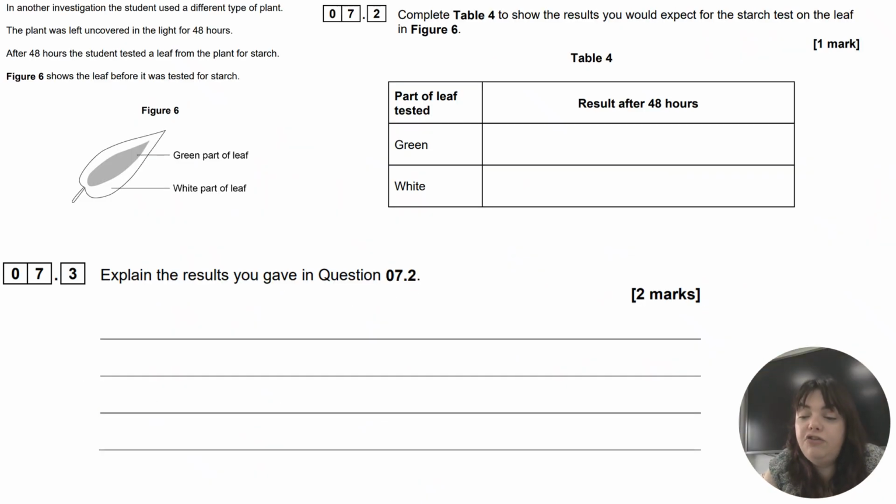In another investigation, the student used a different type of plant. The plant was left uncovered in light for 48 hours. After 48 hours, the student tested a leaf from the plant for starch. Figure 6 shows the leaf before it was tested for starch. So this is something called a variegated leaf.